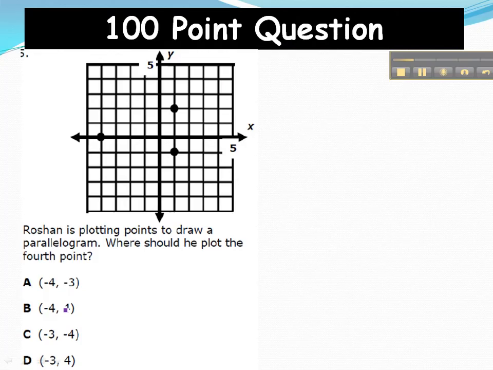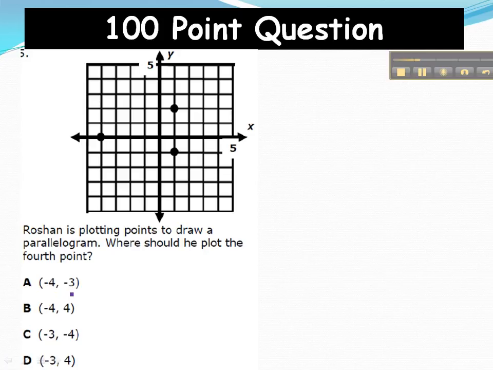Next question, it says Roshan is plotting points to draw a parallelogram. Where should he plot the 4th point? First we need to remember what a parallelogram is. A parallelogram has opposite sides that are parallel and congruent. So we need to, well, let's just plot the first point.